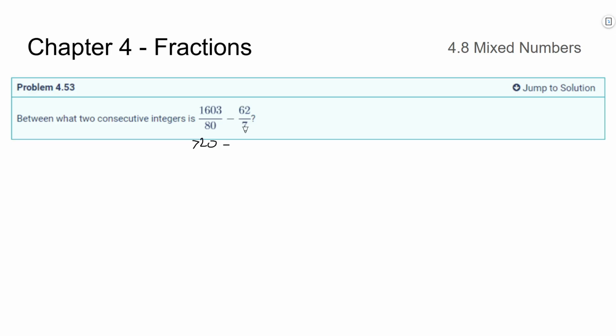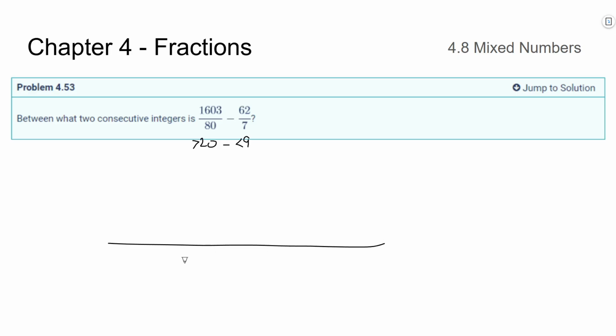And then minus, so let's see, 9 sevens would be 63. So this is a little bit under 9. All right, so if it was just 20 minus 9, then we'd have 11. But this is a little bit over 20, and this is a little bit under 9.